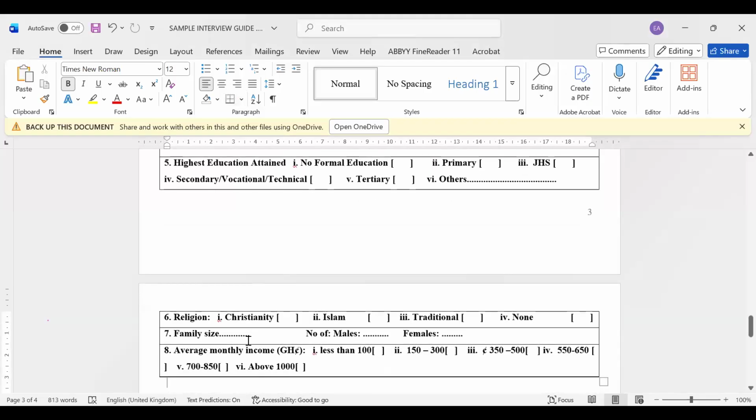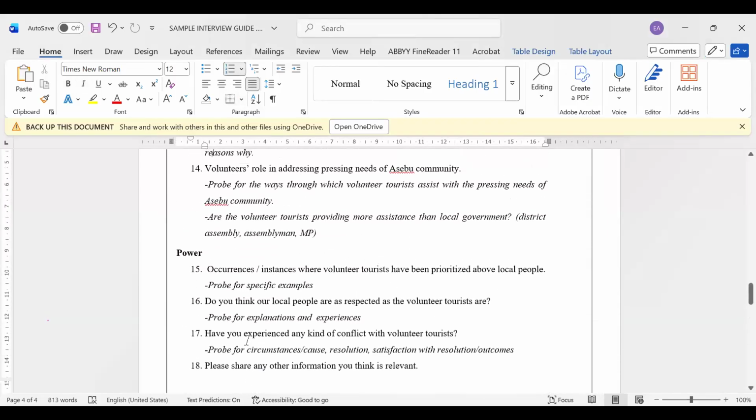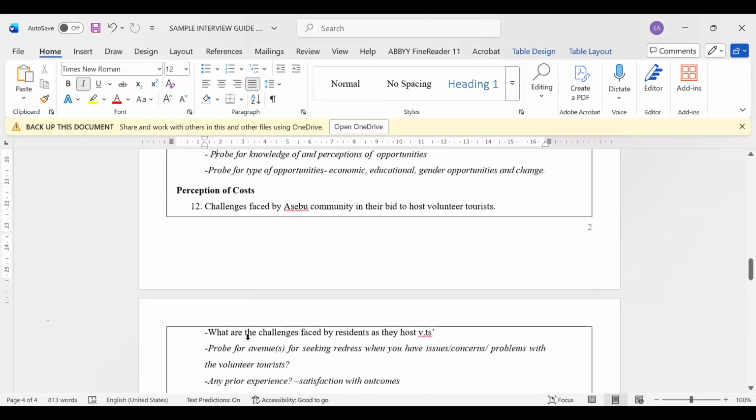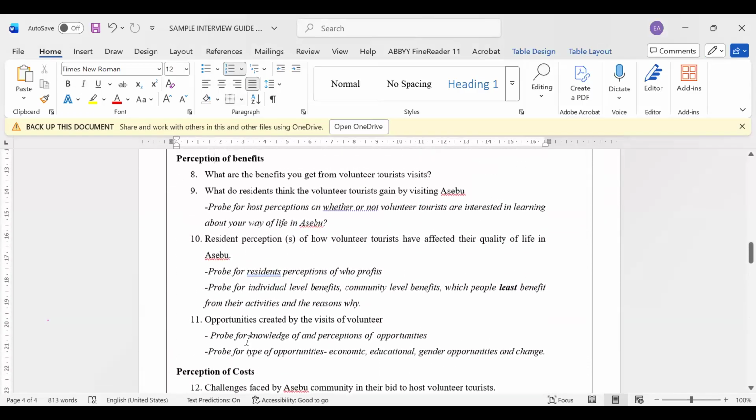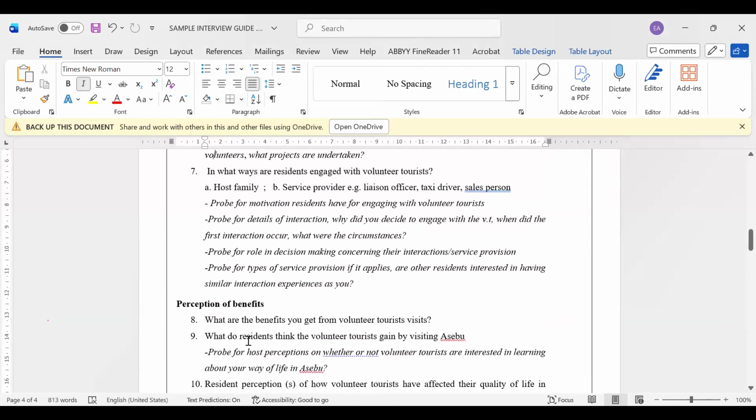And then the skill of a good interviewer is to let the participants do the talking, and to ensure that you don't bias their responses by leading them on.